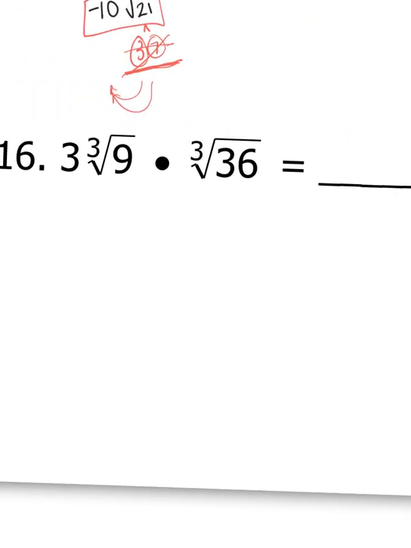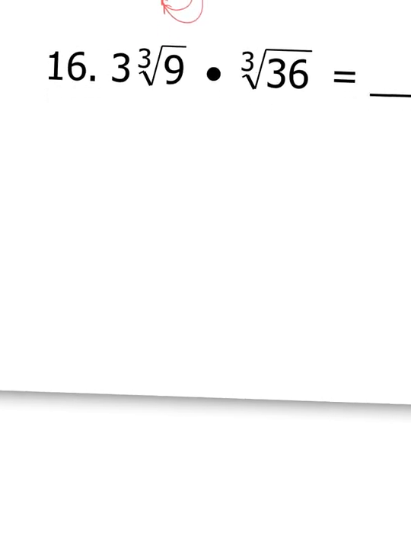Next up is number 16. And let's think about what my number on the outside is going to be. I have a 3 as a coefficient here, and there's nothing here, so there's technically like a hiding 1. I have 1 of these numbers over here. So out front, I have 3 times 1 or 3, and then I need to take the cubed root of 9 and 36 and multiply together.